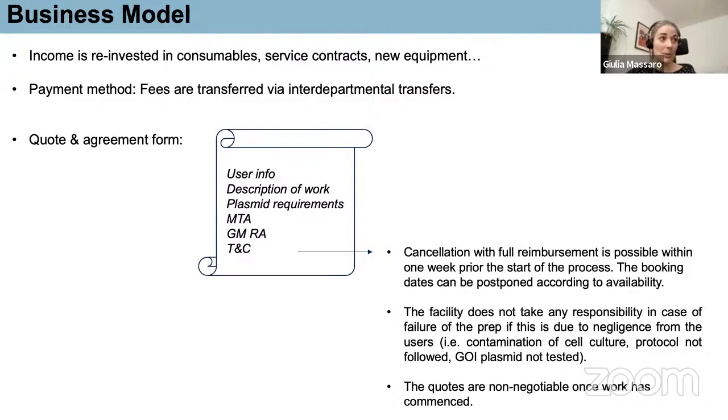So I give the protocol. I'm with the users all the time. I'm always available to show, to help out. But then if someone is not following my advice and gets a massive contamination on the cells, I really can't do anything about that. And I can't take responsibility for that. So this is something that I make very clear at the beginning when the users come to me. And then, of course, the quotes are non-negotiable once the work has started.